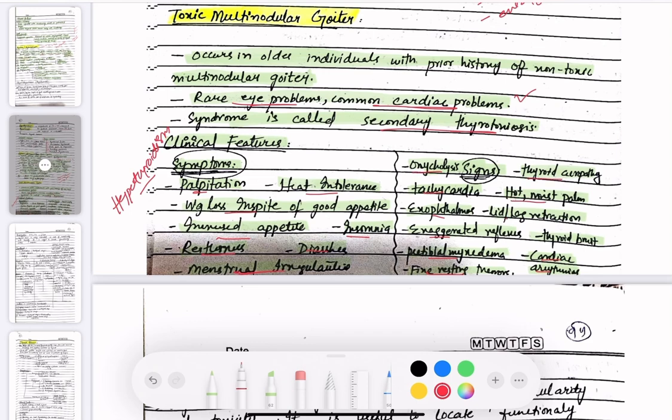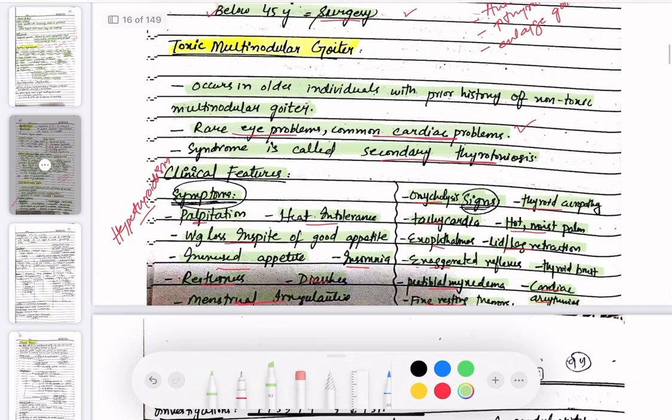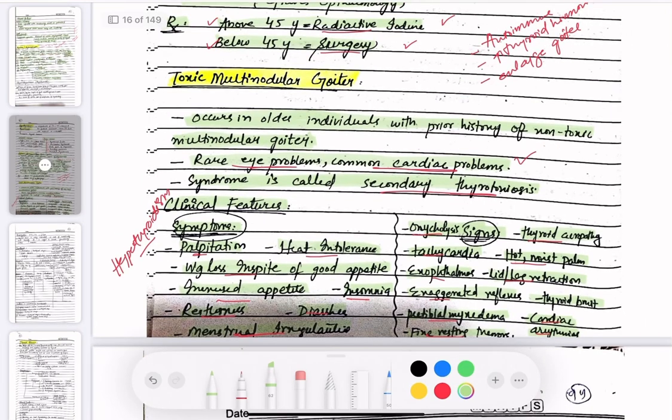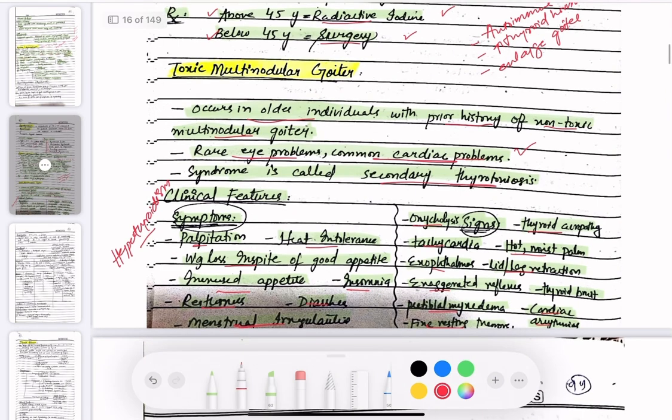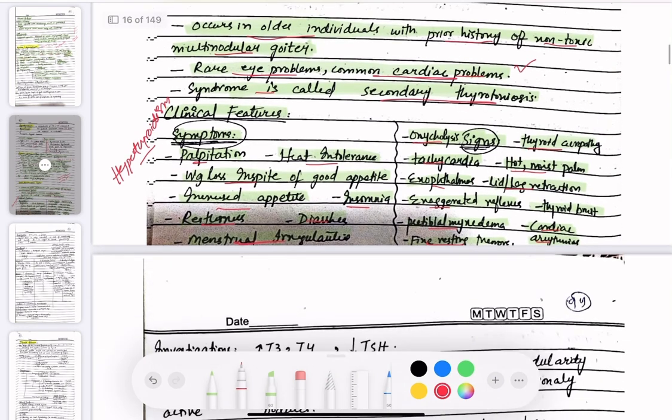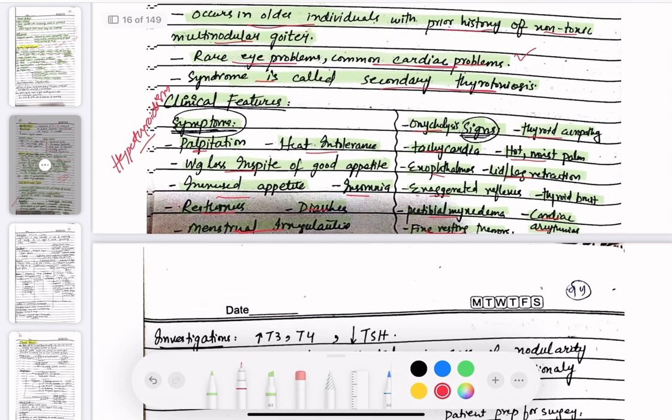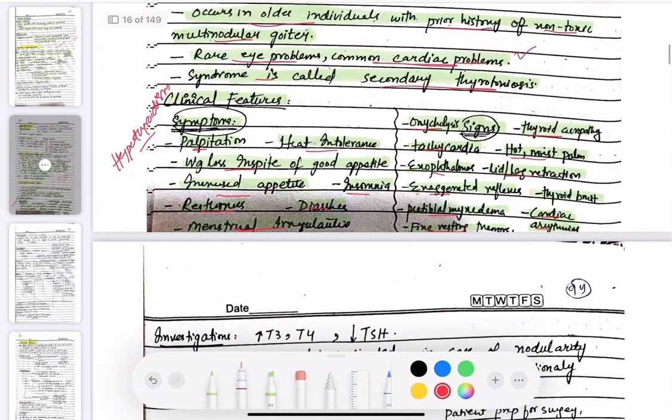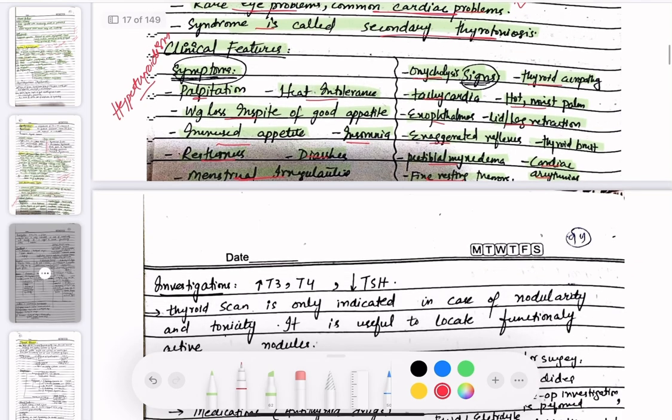You should remember these points: toxic multinodular goiter occurs in older individuals with a prior history of non-toxic multinodular goiter, rare eye problems and common cardiac problems are present along with it, and the syndrome is called secondary thyrotoxicosis. The clinical features are palpitations, heat intolerance, weight loss, increased appetite, insomnia, restlessness, diarrhea, and menstrual irregularities. The signs are thyroid ophthalmopathy, tachycardia, hot moist palm, exophthalmos, lid retraction, exaggerated reflexes, thyroid bruit, pretibial myxedema, cardiac arrhythmias, and fine resting tremors.